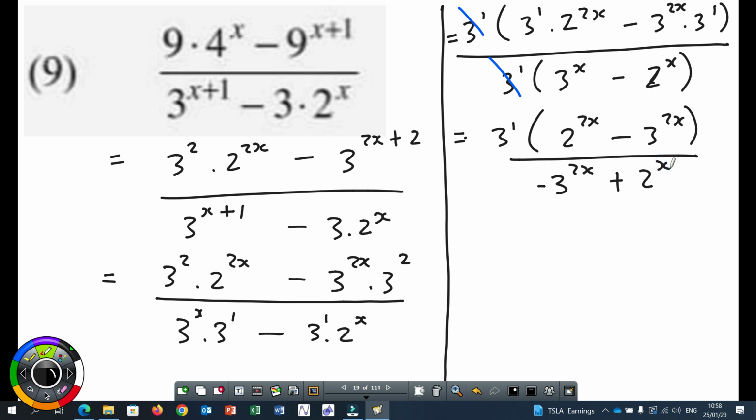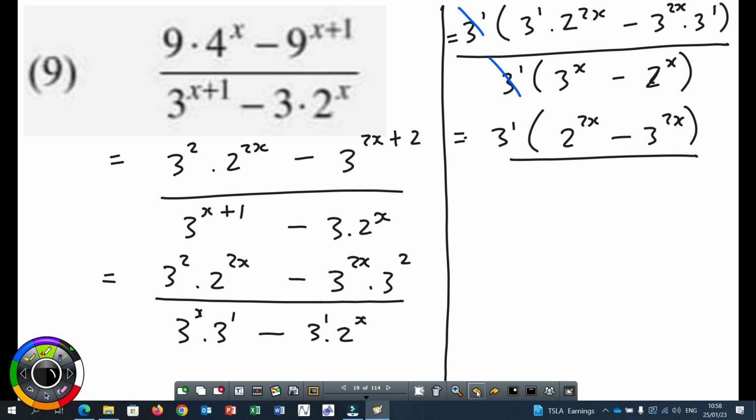Plus 2 to the power of, yes, so that's 40. So this is minus 3 to the power of x plus 2 to the power of x. All I've done is swap the positions of these 2 terms. Because my numerator, no, it's supposed to be the other way around.